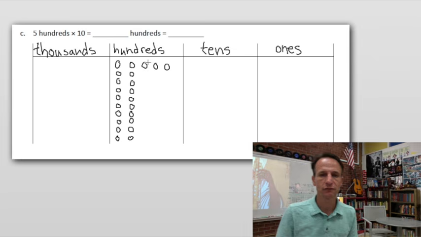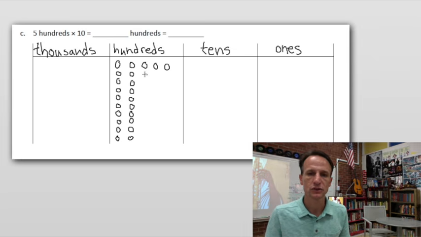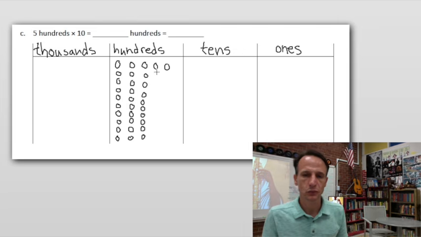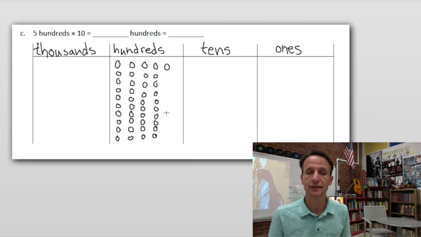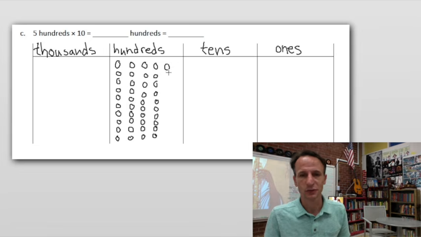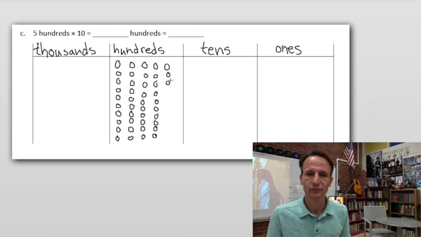And then the third of the 500s, there's 1 there. So 2, 3, 4, 5, 6, 7, 8, 9, 10. And now the next one, there's 1 there. So 2 through 10. And the last one, you can do it. There's 1 there. 2, 3, 4, 5, 6, 7, 8, 9, and 10.